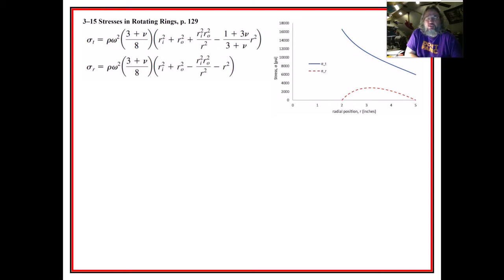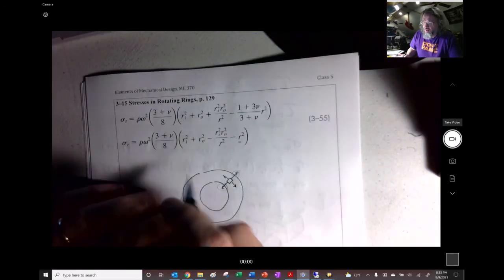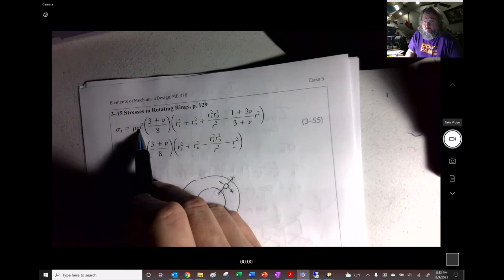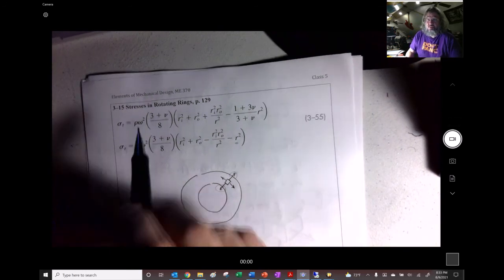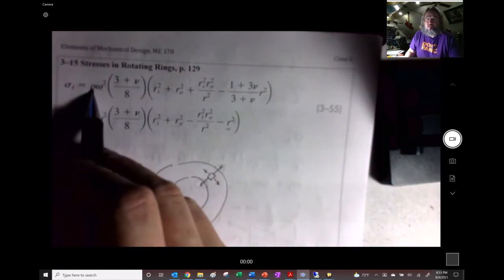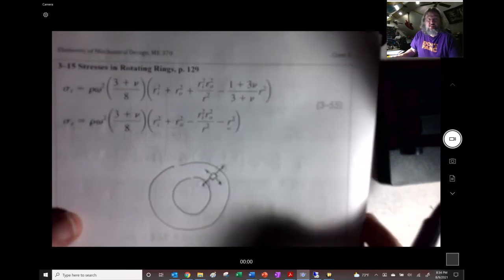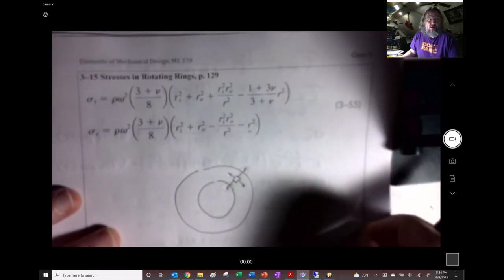So the first is section 315, talking about stresses in rotating rings. Those stresses really come from centrifugal force. If we take a look at the equations that these represent right here, we'll note that we have omega, which is the rotational speed in radians per second. That's squared, and we have mass, right? So these really represent, if you can recall, centrifugal acceleration from dynamics.